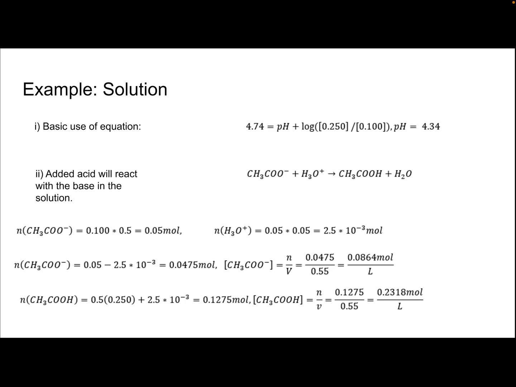So now we can plug it into the Henderson-Hasselbalch equation in order to get our pH. So 4.74 equals the pH plus the log of the concentration of the acid divided by the concentration of the base. And if you rearrange, we should find that the pH is equal to 4.31.